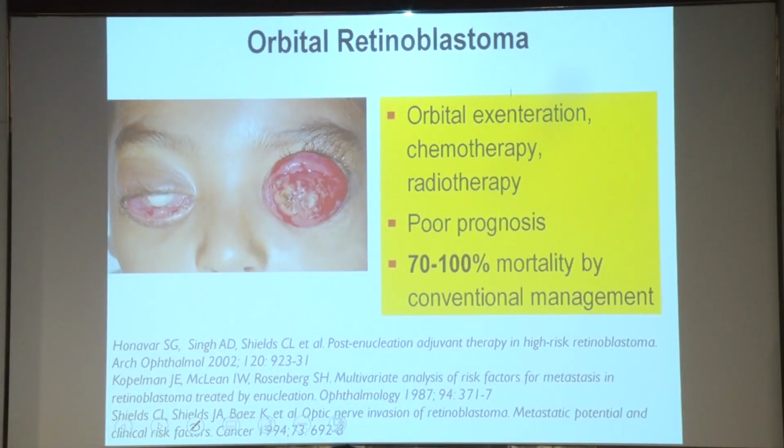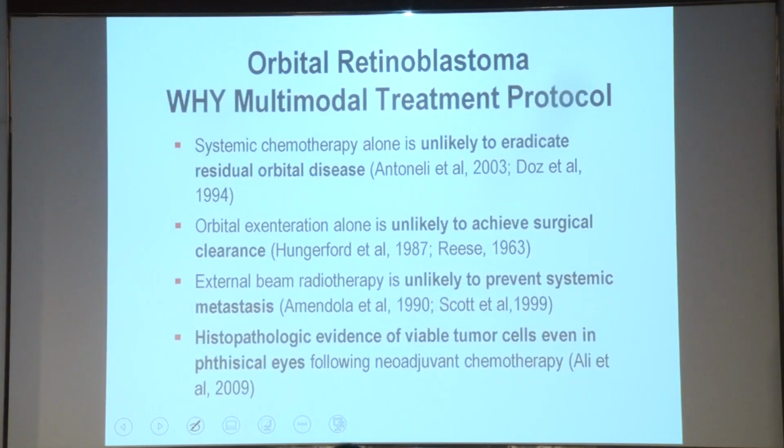Now, conventionally, orbital RB was managed with orbital exenteration, chemotherapy, and radiation, either 1 or 2 or 3 modalities in a very haphazard kind of combination. It had poor prognosis with 70 to 100% mortality. Now, why do we need to combine all 3 modalities in a very logical sequence? That is because each one works differently, and all put together will benefit the child.